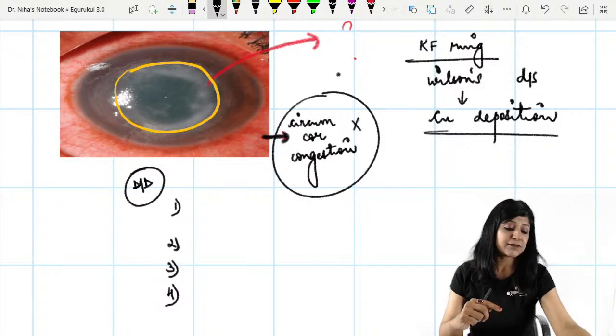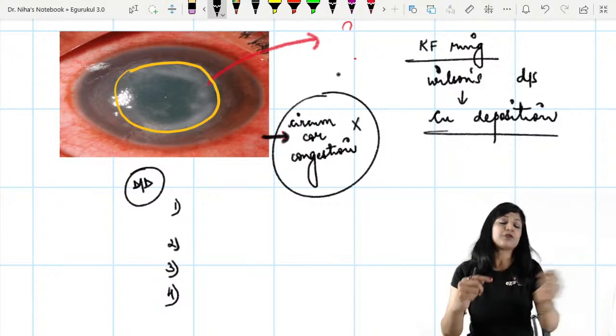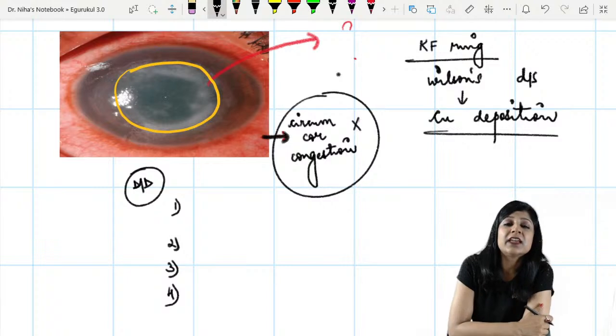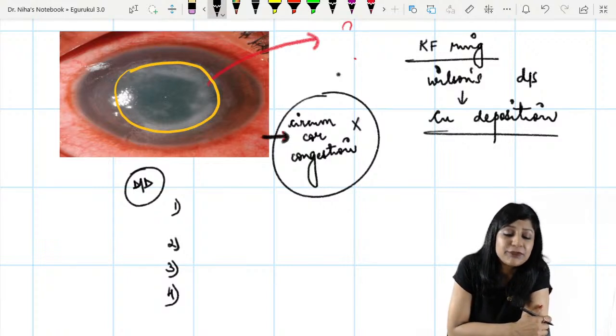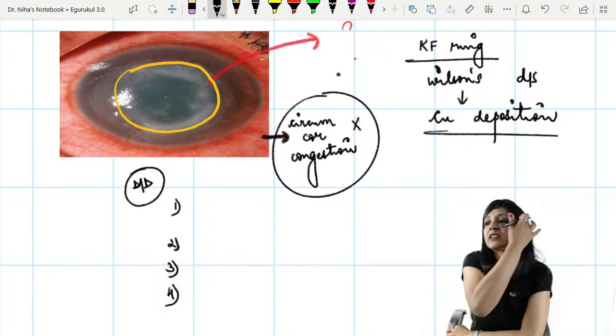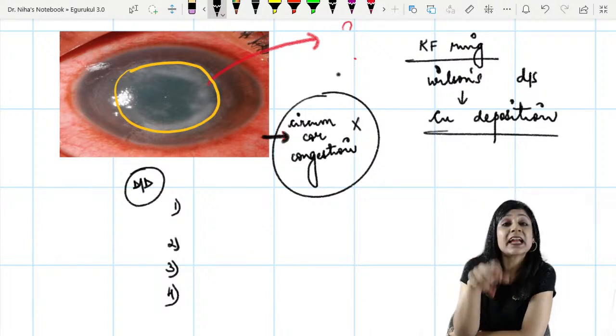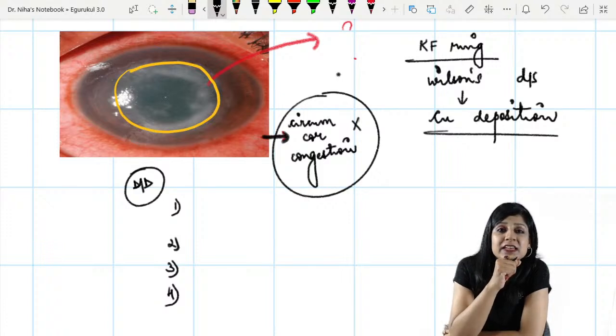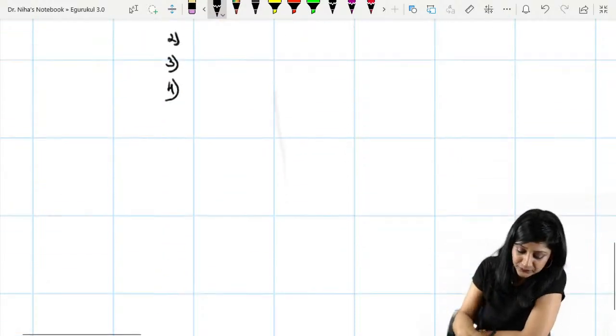Okay, Shreya is saying fungal infection. So if you are saying fungal infection, Shreya, then what should be the name of this infection here? What should be the name of this sign or this presentation? What type of ulcer do we get in fungal, Shreya?